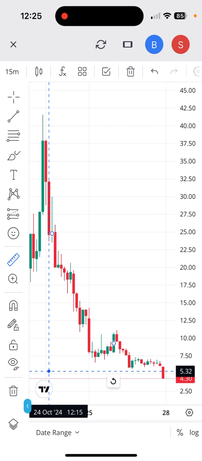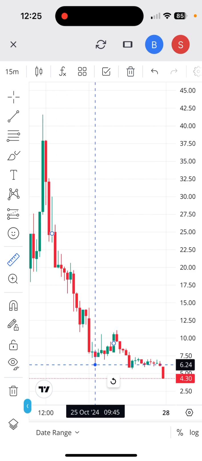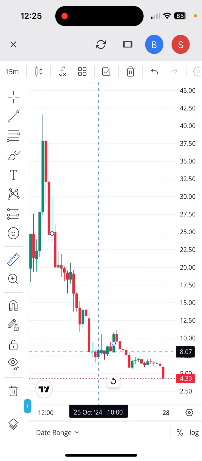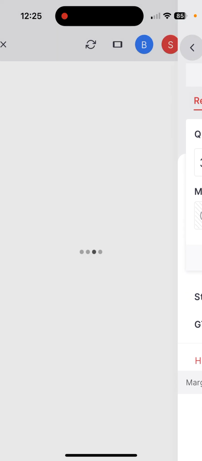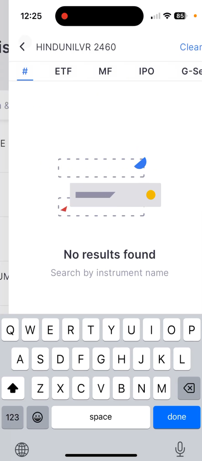So 2,460. Here, if I check out this chart, 9:15, 10:15, 10. Okay, 8. And it closed at 4.3. So the lot size is this. 3 fours are 12, 1,200 rupees. And one lot gives 12,000. If you hedge it, it's less than 60,000. So Hindustan Unilever gives you this much if you would have waited the whole day, right?